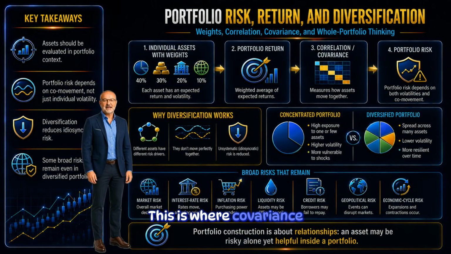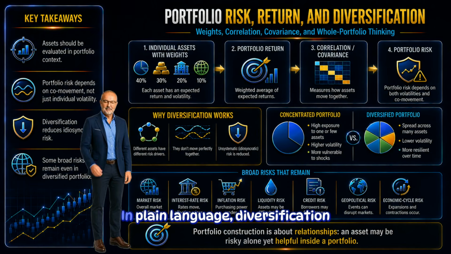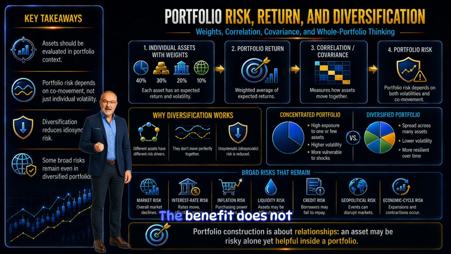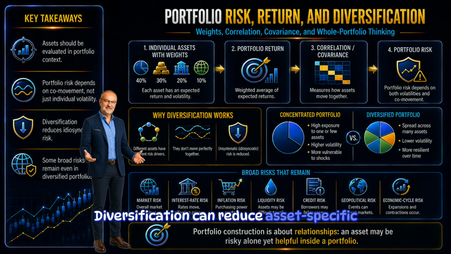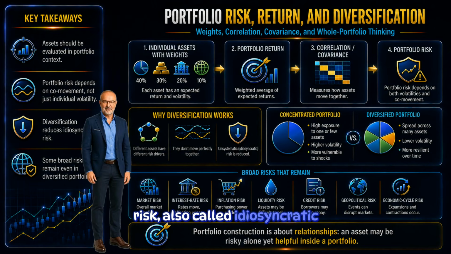This is where covariance and correlation become central. In plain language, diversification works best when the portfolio combines assets with different risk drivers. The benefit does not come merely from owning many securities. It comes from owning exposures that are not all tied to the same shocks. Diversification can reduce asset-specific risk, also called idiosyncratic risk. For example, a portfolio concentrated in a single company or industry can be vulnerable to events specific to that company or industry. Adding assets with different economic drivers may reduce that concentration.